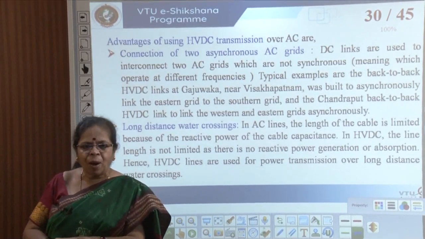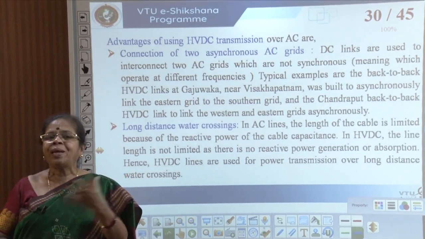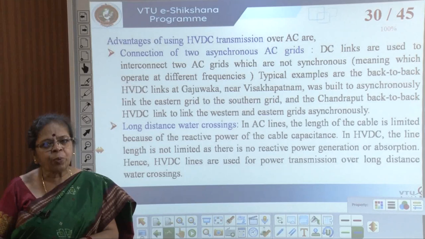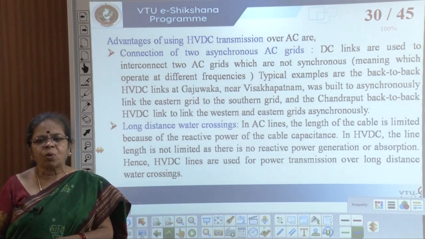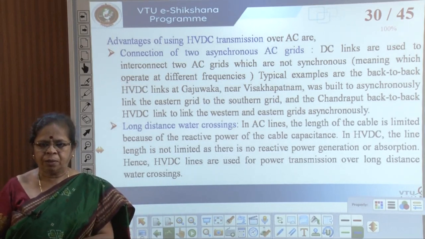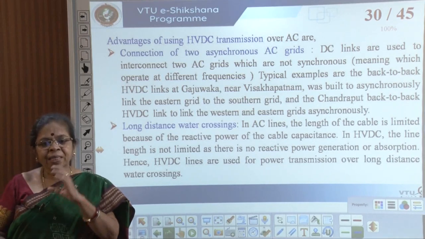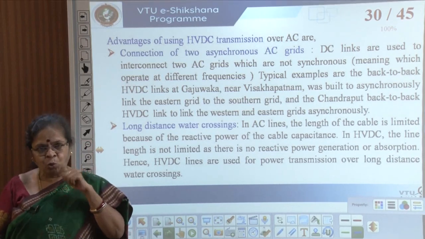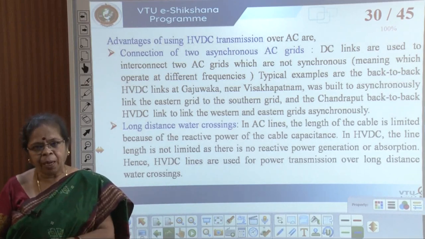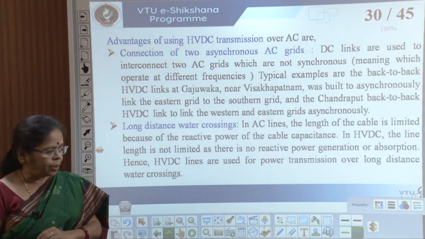So this was one of the first advantages, but today this is no longer a good reason because we don't operate different regions at a wide margin of frequencies. But this was one of the reasons why HVDC became very popular: connection of two asynchronous grids. Okay, then the second one is long distance water crossings. Whenever you have a huge body of water, a river or so, running AC cables through the water body is limited because of the losses in the cable, and DC became very useful in such cases. So over long distance water crossings, DC was preferred to AC.